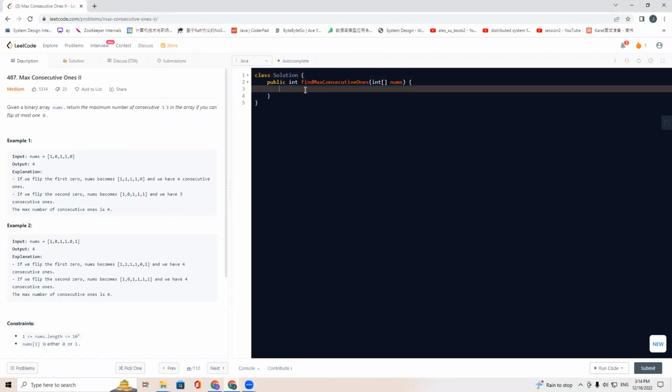Let's go through LeetCode 487, Max Consecutive Ones. For this question, compared to 485, we can flip at most one zero, and we try to find the maximal consecutive ones length. The same thing, we are going to write some corner cases first: if nums equals null, or nums.length equals 0, return 0. That's everything there.